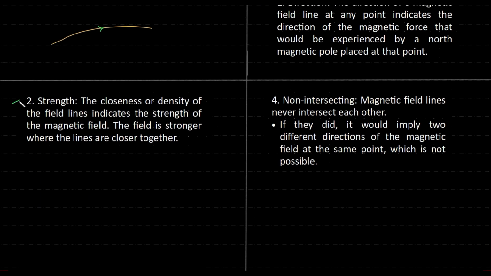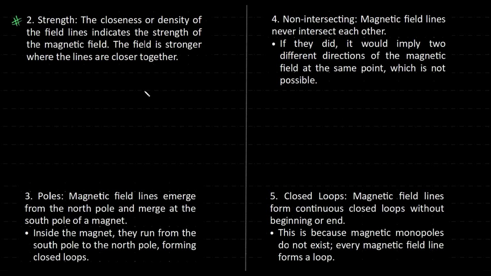So when it comes to strength, the closer the magnetic field lines, the stronger the strength. So basically, if I see this and if I see this, which has more field lines? Case A. So this is stronger than B. Then poles: magnetic field lines emerge from the north pole and merge at the south pole. Inside the magnet, they run from south pole to north pole.